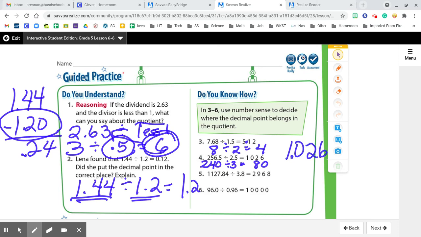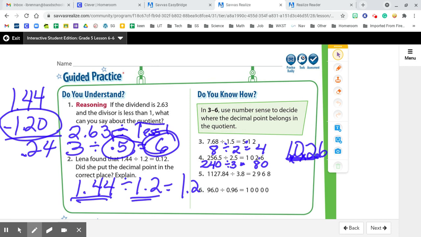If I put it after the 1, that's not close to 80, so that's not a good spot. If I put it after the 10, that's not close to 80. That's not a good spot. So I want to put it after the 2, because 102 is closer to 80. So it's going to go after the 2.